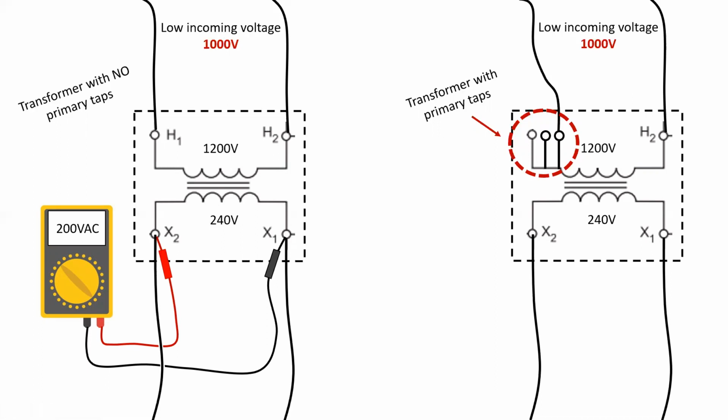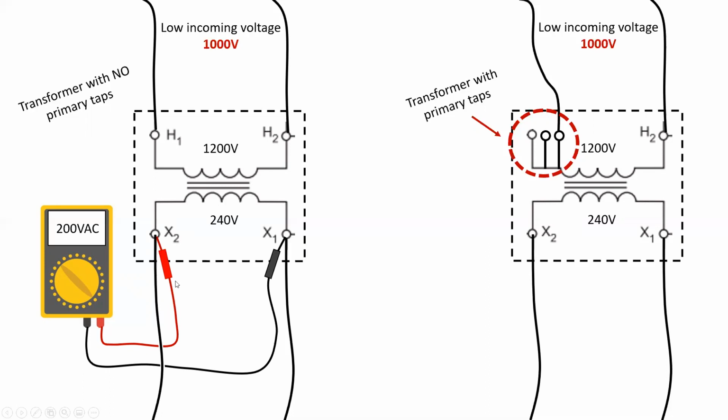If we had 100 turns with 1200 volts, I would get 12 volts per turn. But now when I only have 1000 volts, I would be getting 10 volts per turn. And that means that the voltage produced on the secondary is low, as you'd expect. And this is not desirable.